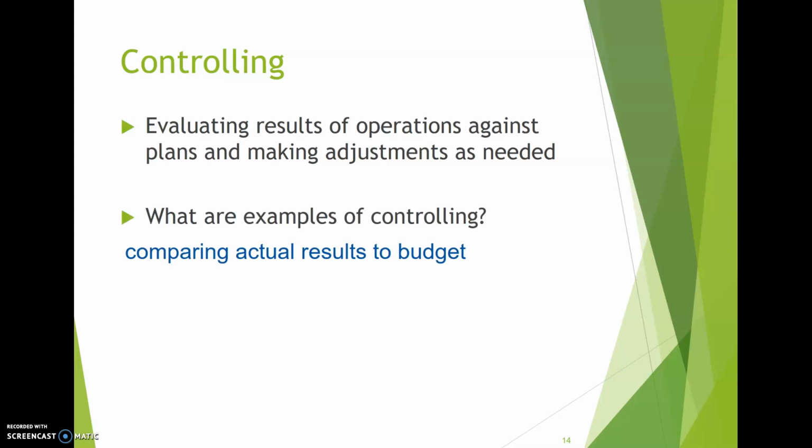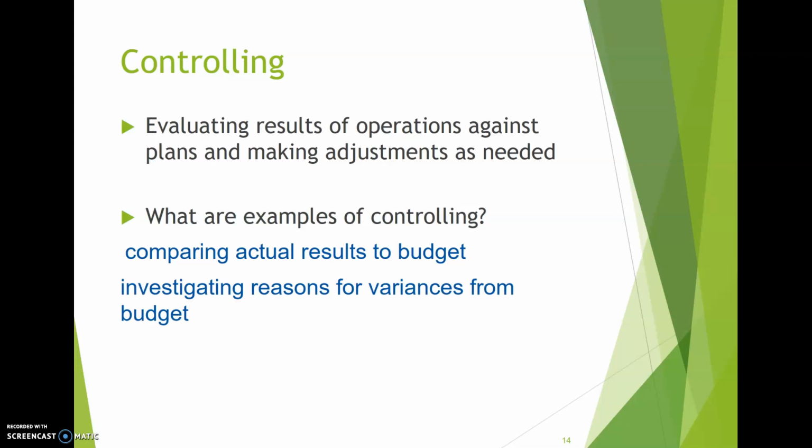So examples of controlling, probably the clearest example would be at the end of the period, we compare our actual results to the budget, and then we investigate why we were different. And so we actually will spend a couple chapters looking into the reasons for the variances. Maybe there were some inefficiencies that we need to correct. Maybe there were some things that happened that were just kind of one-offs, that won't happen again. Or maybe there were things that we didn't factor into the budget that we need to take into account in our budgeting process.